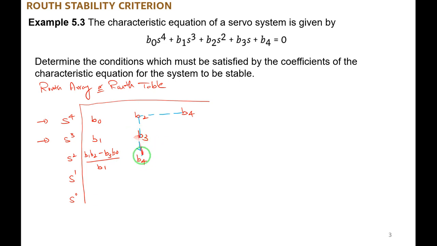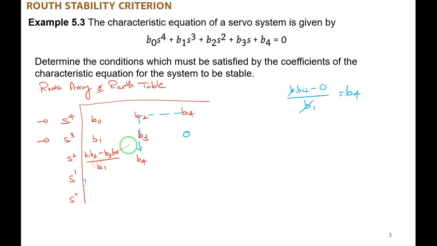Just see here. If I want to calculate this element, leave this row. So b1 into b4, I am writing here by the side, b1 into b4 minus b0 into 0, since nothing is there, I can take it as 0, so minus 0, divided by b1. If I calculate, I will get b4 only. So no need to calculate this. Constant.